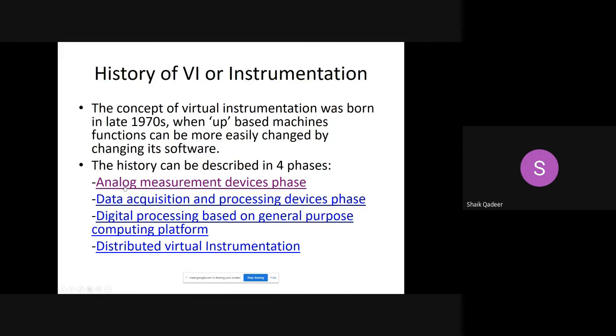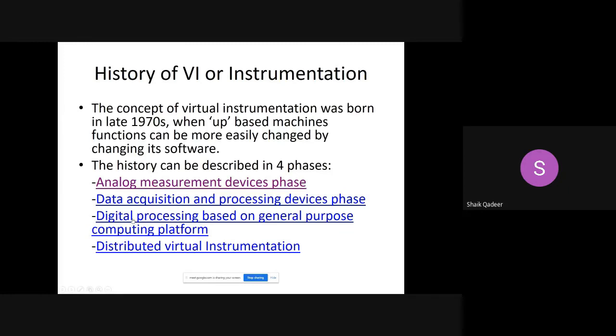In the analog measurement devices phase, fully dedicated, manual-setting based analog instruments are used. And in the data acquisition and processing devices phase, again the same thing is used, but the new addition in this phase of instrumentation is the use of control components. Examples of control components are relay, generator, PID controller. Then the next phase started using computers in instrumentation, which is called virtual instrumentation.